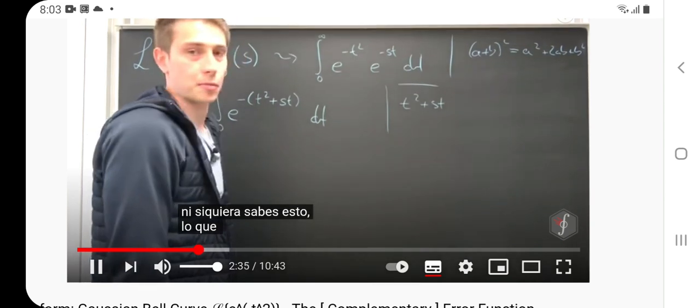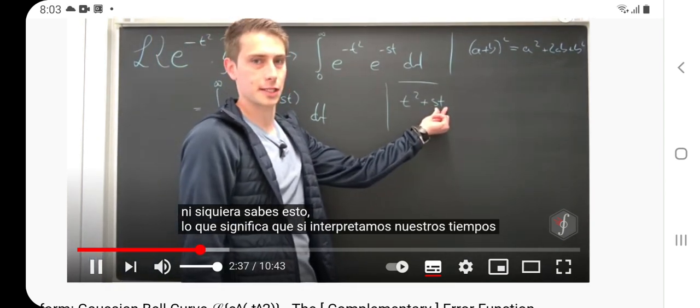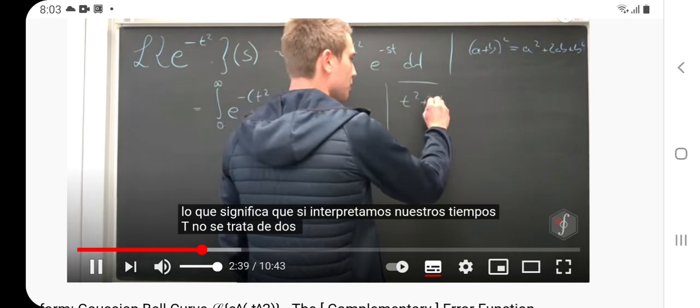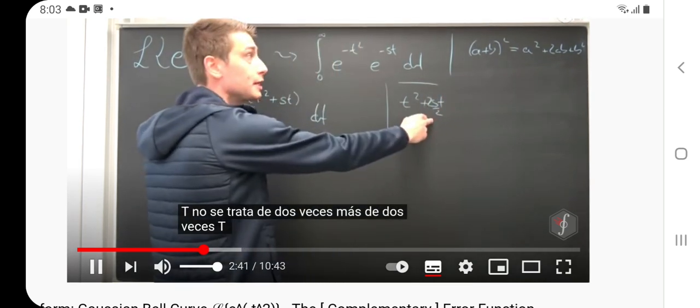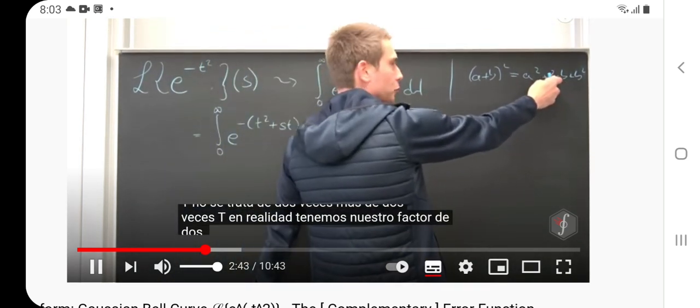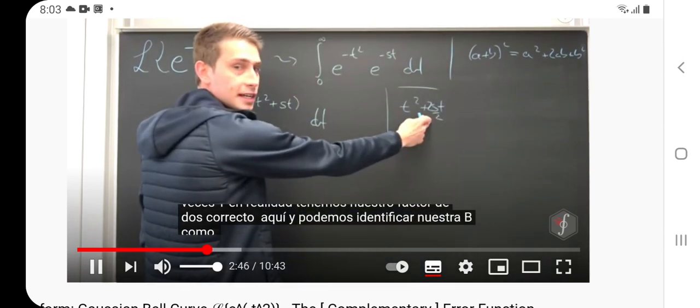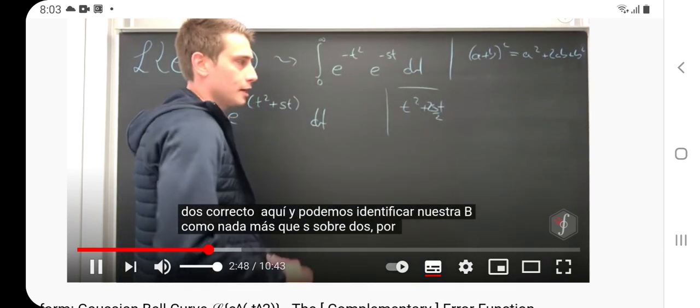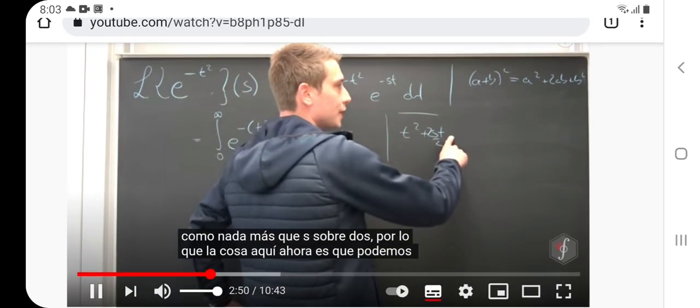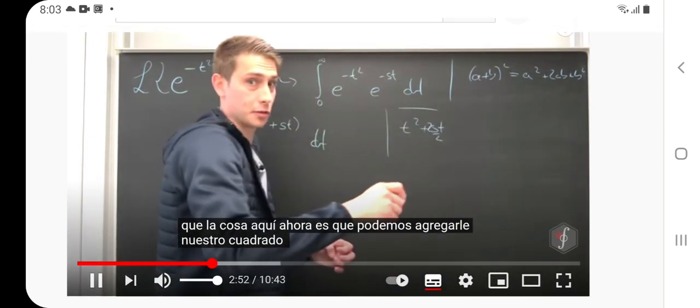So meaning if we interpret our s times t as nothing but 2 times s over 2 times t, we actually get our factor of 2 right here, and we can identify our b as being nothing but s over 2. So the thing here right now is we can just add our b squared to it.